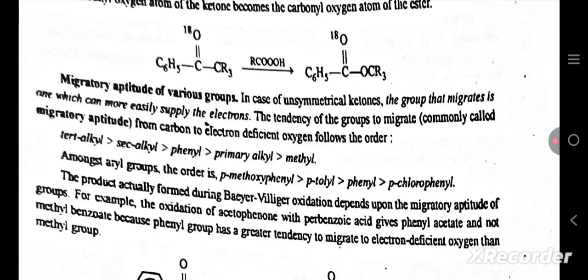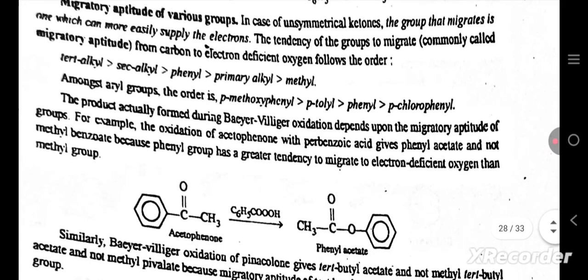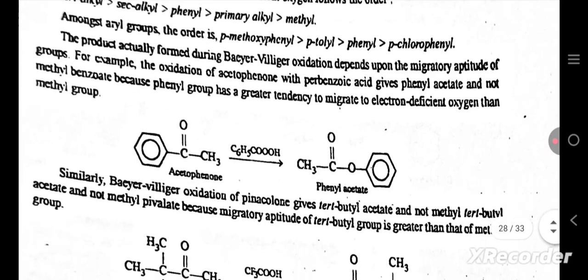Migratory aptitude of various groups. In case of unsymmetrical ketones, the group that migrates is the one which can more easily supply the electrons. The tendency of the groups to migrate, commonly called migratory aptitude, from carbon to electron deficient oxygen follows the order. Among aryl groups, the order is p-methoxyphenyl, p-tolyl, phenyl, p-chlorophenyl.